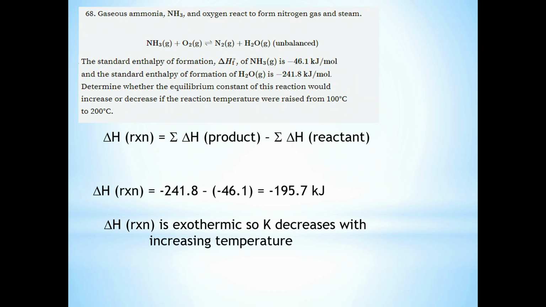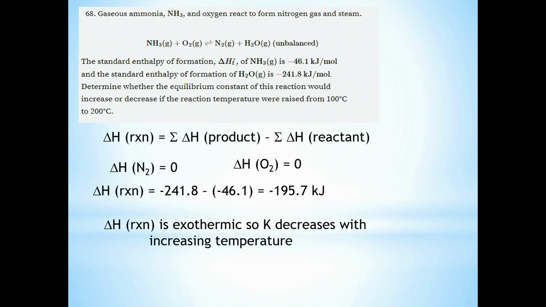My delta H is products minus reactants. N2 is an element, it's 0. O2 is an element, it's 0. So it just becomes H2O minus NH3. So negative 241.8 minus negative 46.1 gives me a delta H of the reaction of negative 195.7.